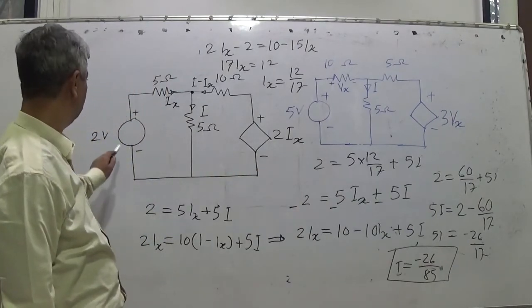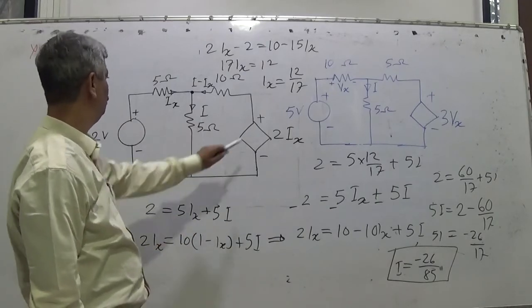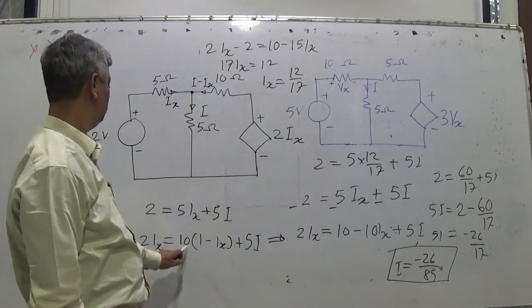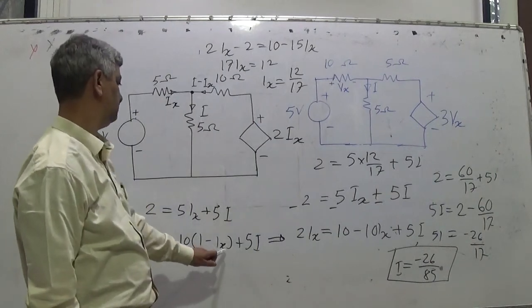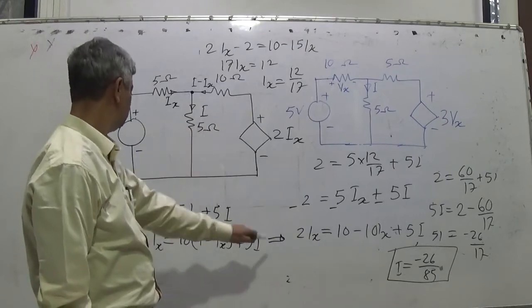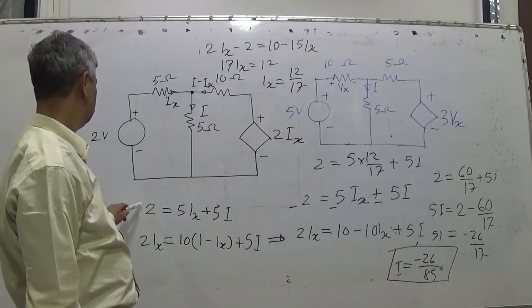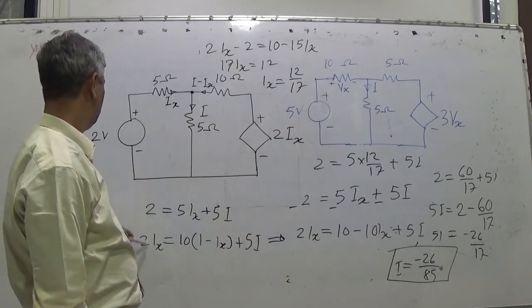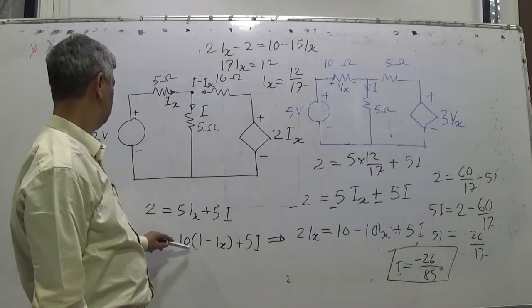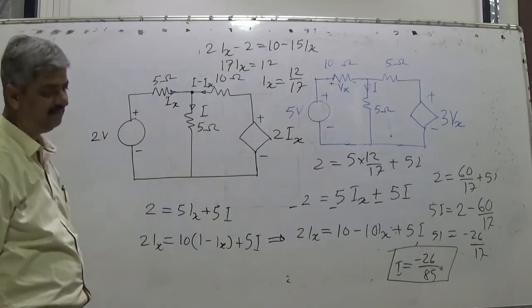I will just verify. 2 is equal to 5Ix plus 5I. 2Ix is equal to 10 into I minus Ix plus 5I. So 2Ix minus 2 is equal to 10 minus 10. I think everything is correct. You can just verify the things later on.